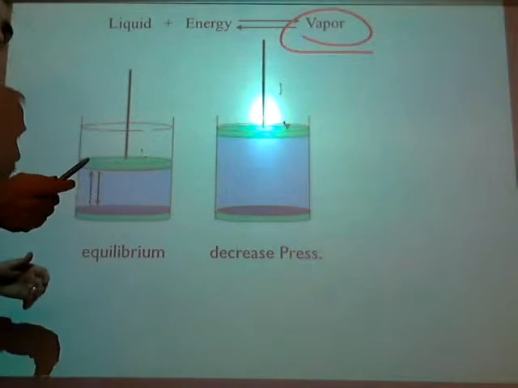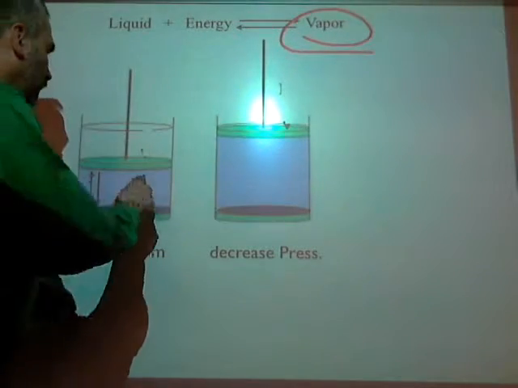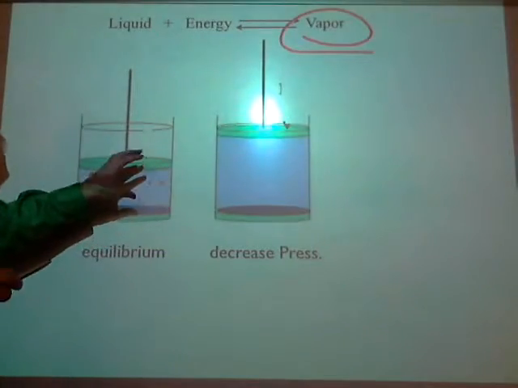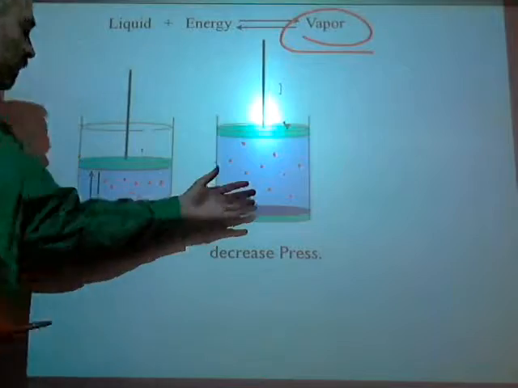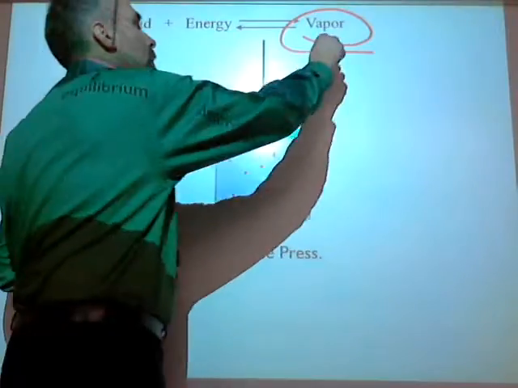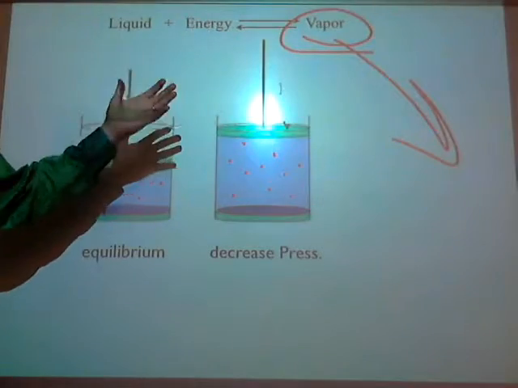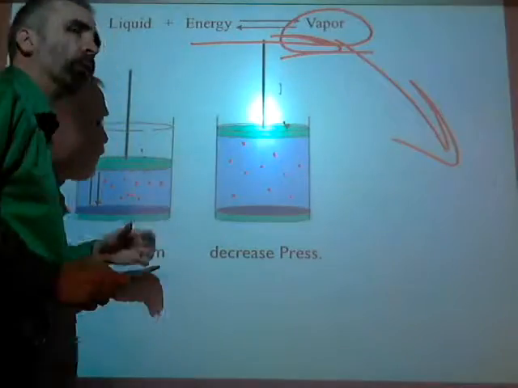Why did I get it to boil at room temperature? Because after I remove vapor, the immediate effect is I have less vapor than I had before. I'm pulling it away. Le Chatelier's principle says the system will act to relieve that stress. The stress being less vapor than was there before, it will try to get more vapor.